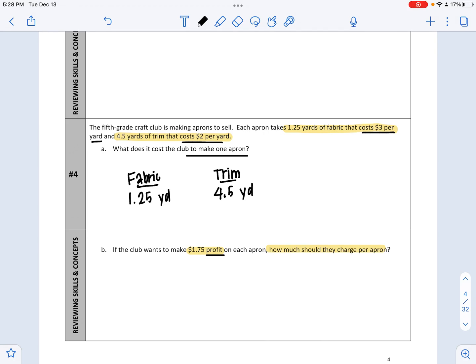So, if it costs the club, let's say $5, that's not the answer, just as an idea, $5 to make an apron, they would want to charge $6.75 to make $1.75 of profit. Once you have your total cost from question A, you can calculate how much they need to charge for the profit that's given.